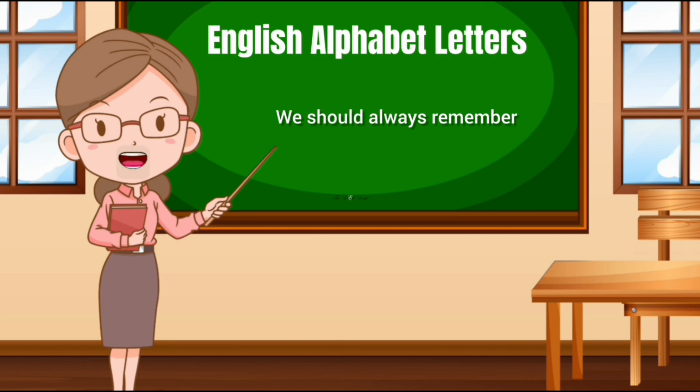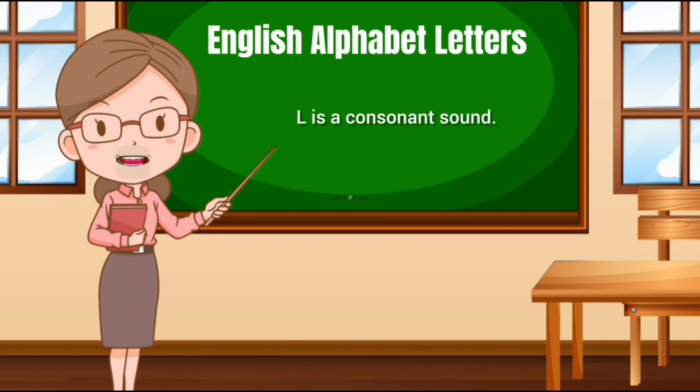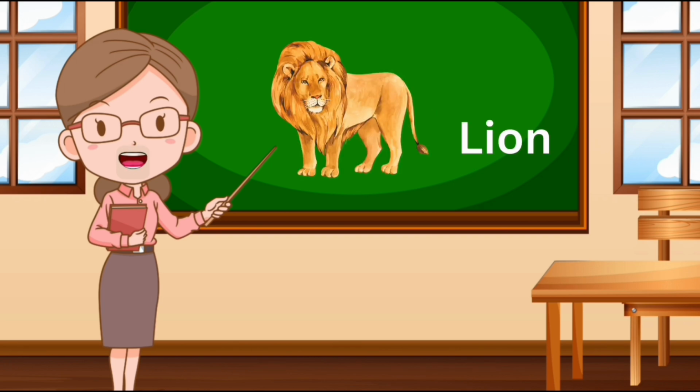We should always remember that when L comes before the vowel, it is light or soft, and if it comes after the vowel, it is dark or strong. The dark L sound is a stronger sound compared to the light L. L is a consonant sound. L sound is used for the word lion.